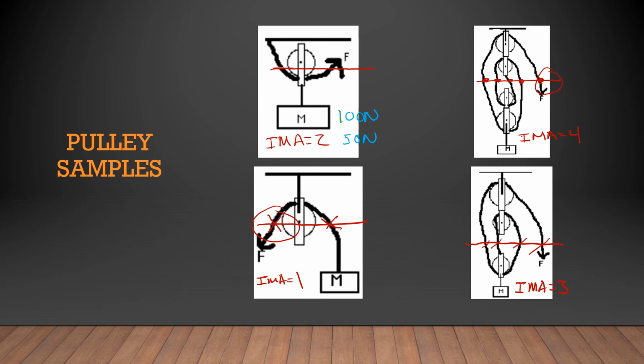If this was a 100 Newton object again, here the F would be 100 Newtons because the IMA is 1. The only benefit is direction. Here, if this was 100 Newtons, the F would only be 25 Newtons worth of force. And here, if it's 100 Newtons, now the F becomes 33 Newtons worth of force. The trade-off being that for those decreases in force, we're going to get an increase in distance.